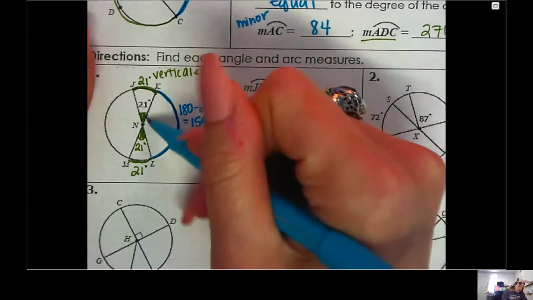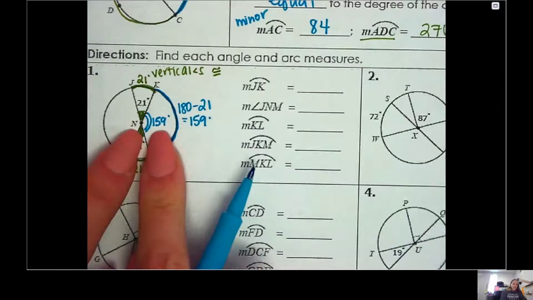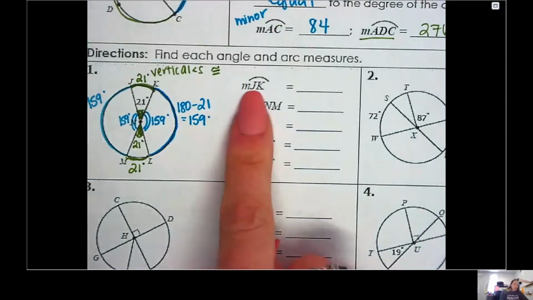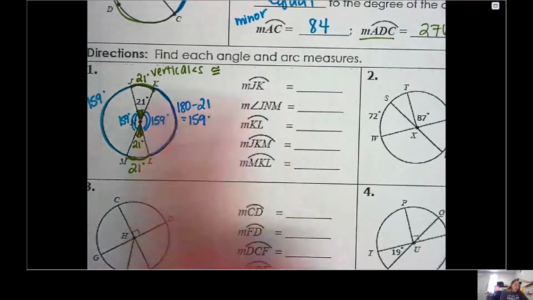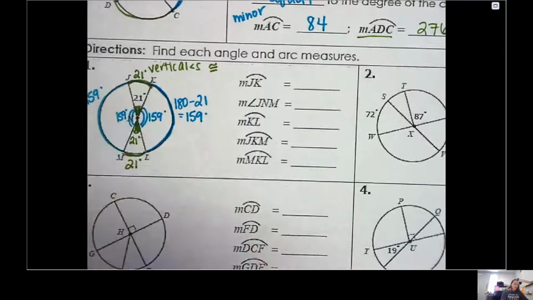That means this angle right here is 159 as well. And again, these are vertical angles, so whatever's happening over here is the same over here. This one's also 159, and the degree of the arc J to M is also 159. So now using all that information, I'm going to plug in over here. So the measure of arc JK, from J to K right here on the exterior, the outside, this is 21 degrees.